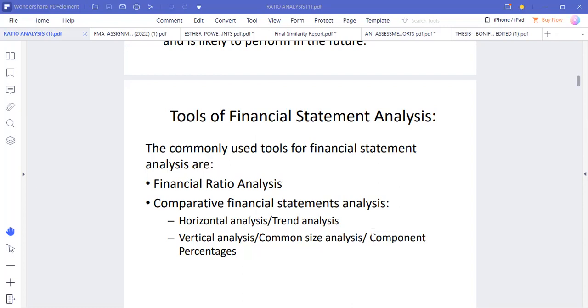So there are a few tools that you need to acquaint yourselves with when dealing with financial statement analysis. There's what we call the financial ratio analysis. A ratio is a comparison of one figure to the other, or from one year to the other.